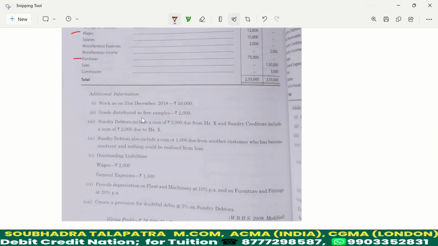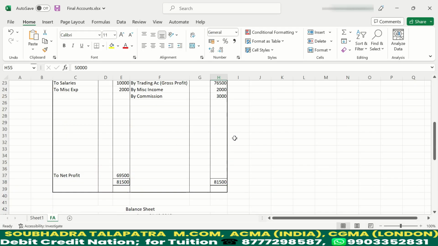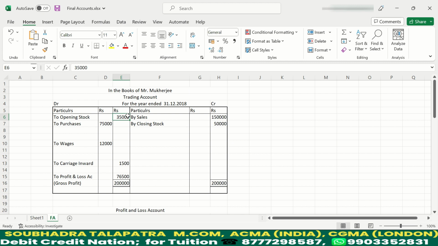Next item, I have goods distributed as free sample. Whenever I distribute goods, I have some opening stock and I have purchased a few new items. That distribution can happen from opening stock or from purchases, right? Here I am assuming that I am distributing goods from my purchases. Both of them are in my stock. On 1st January 2018, when I started the new year, I had this opening stock. Then throughout the year I purchased 75,000 worth of goods. So currently I have a total of 1,10,000 worth of goods.